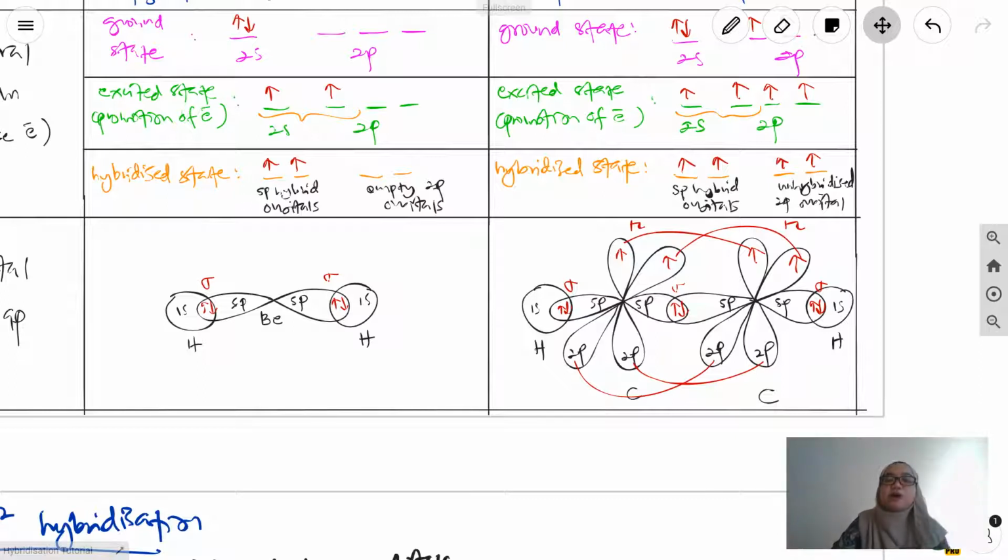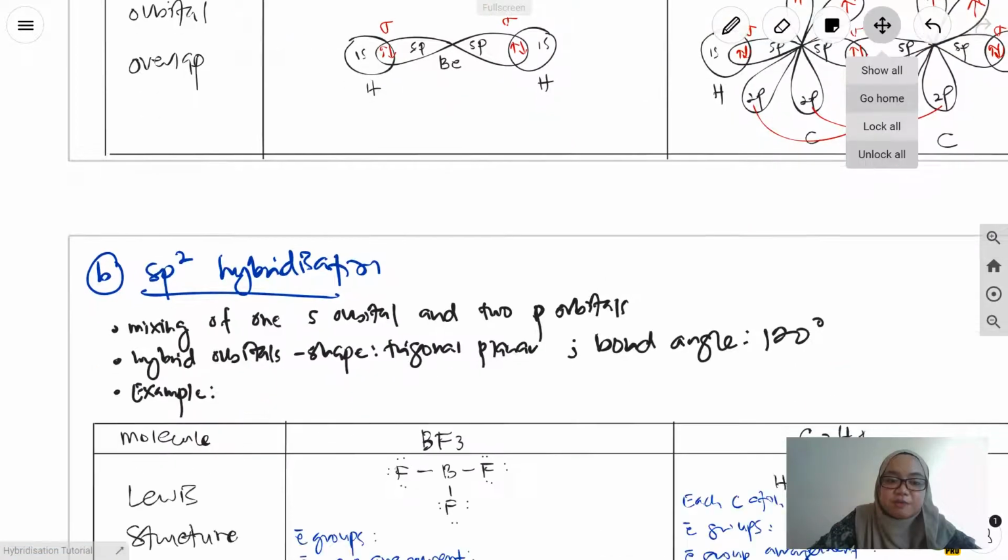I hope that you really understand the basic concept of how we explain the hybridization process for each molecule after this. Now we are going to look at the second type of hybridization, in this case sp2 hybridization.